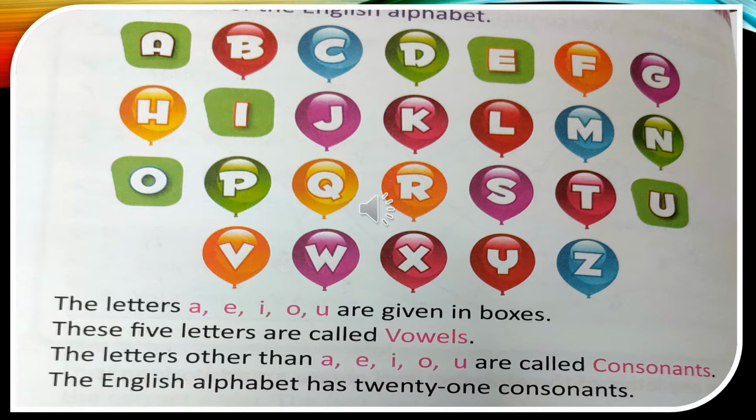The letters other than A, E, I, O, U are called consonants. In the English alphabet, there are 21 consonants and 5 vowels. Now let's start the exercises.